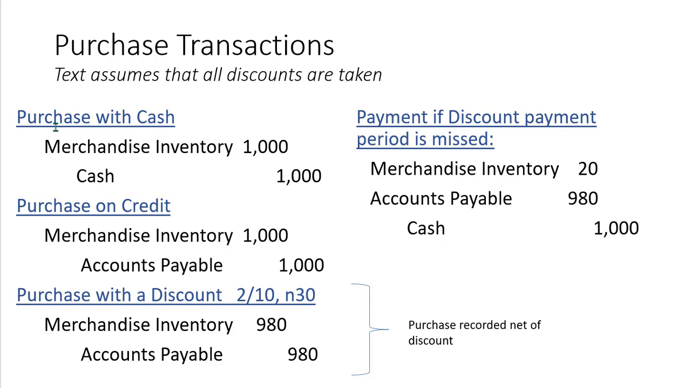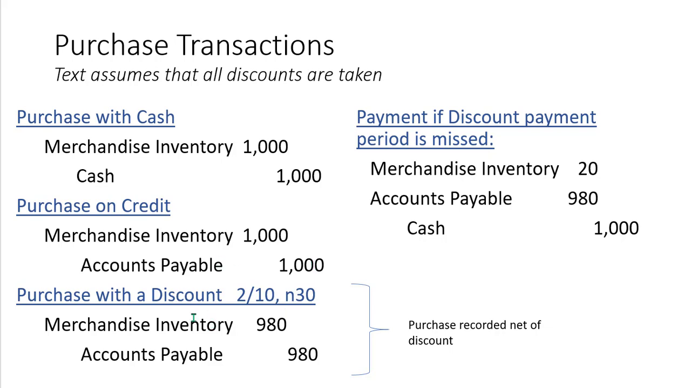Here, the first we've got a purchase with cash, a purchase of merchandise inventory. So inventory increases, cash decreases. Okay, here's a purchase on credit. Again, inventory increases, but we increase accounts payable. And then we've got a purchase that has a discount.